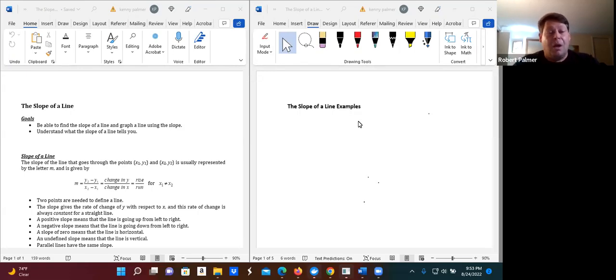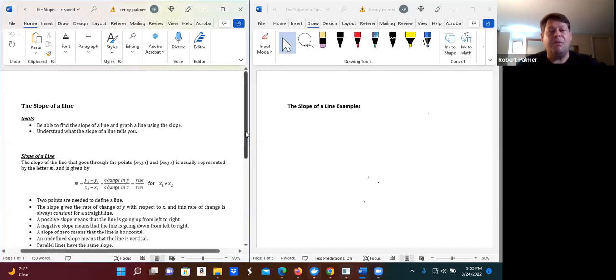Hello, welcome back. What we're going to talk about today is the slope of a line. Our goals are to be able to find the slope of a line from the graph, graph a line using the slope, and also understand what the slope of a line tells you. So let's take a look.